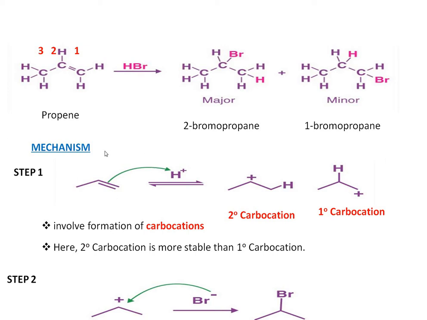In the mechanism of this Markovnikov rule, in the first step, on this propene an H plus ion will add here. This is the 2-degree carbocation, and a 1-degree carbocation will form, of which the 2-degree carbocation is more stable. So that's why bromide will attack this 2-degree carbocation and it will form 2-bromopropane as a major product.